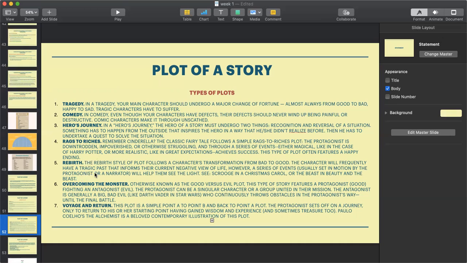Rebirth, where the character transforms from good to bad, or bad to good, right? Mostly the characters have a tragic past, and through a series of events, ultimately become a good character. Overcoming the monster, simply called the good versus evil plot. There is a protagonist who is fighting an antagonist. Voyage and return is a basic plot, like a quest narrative again, where a character goes from one place to another for some reason and comes back. So you're writing about that journey, right?